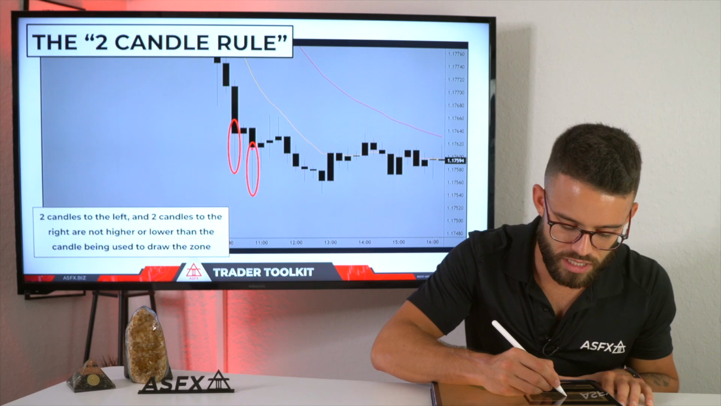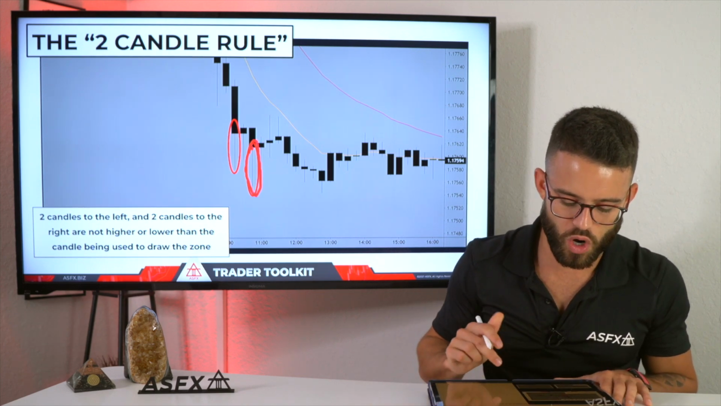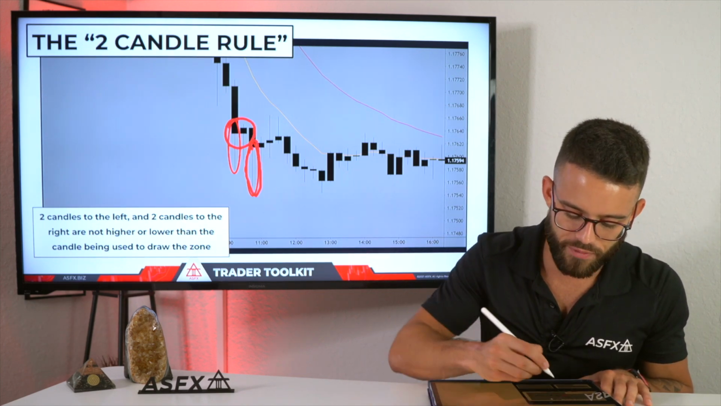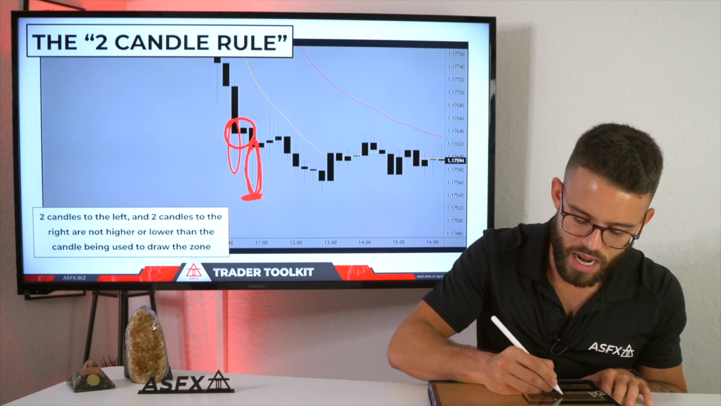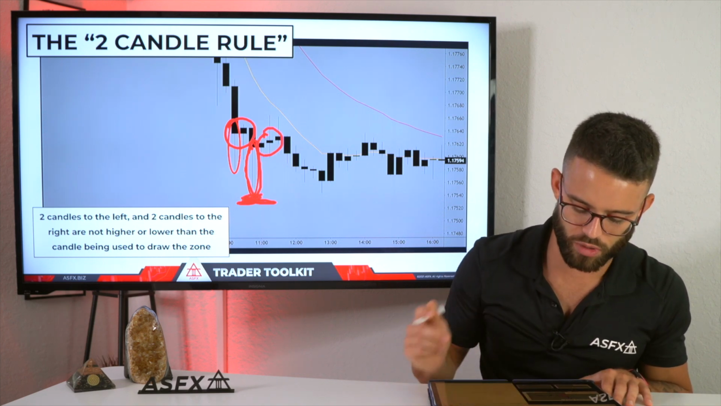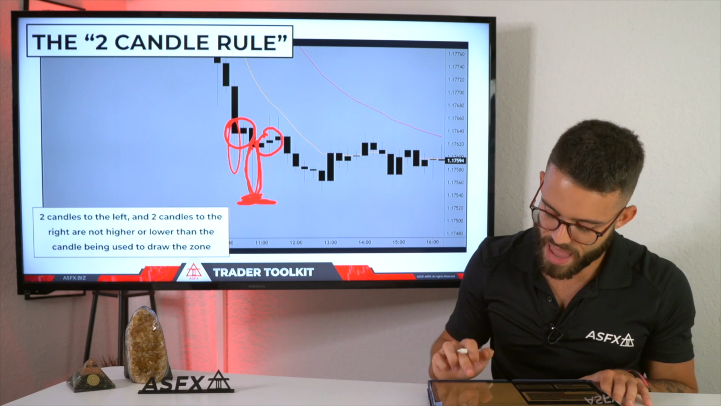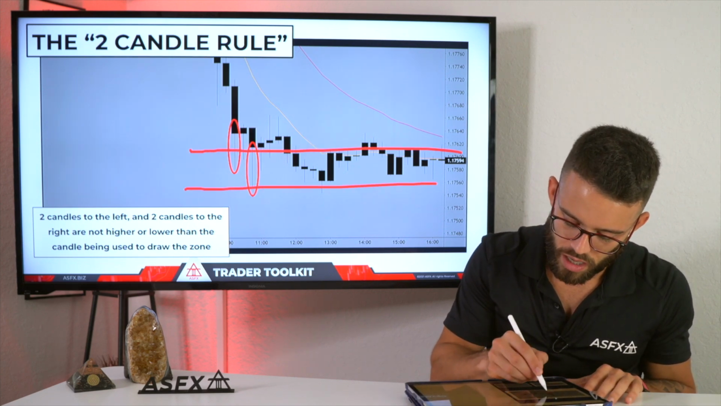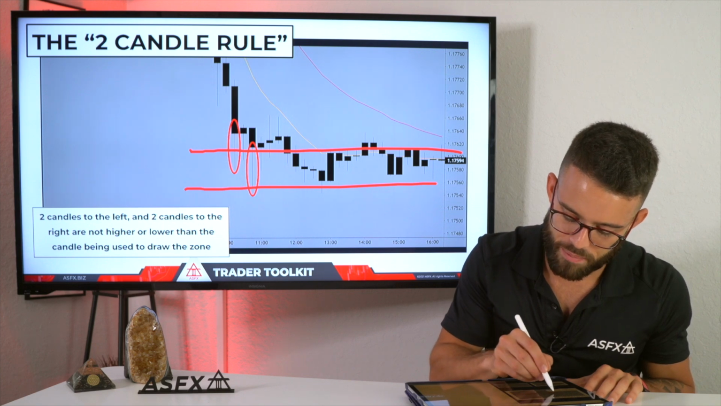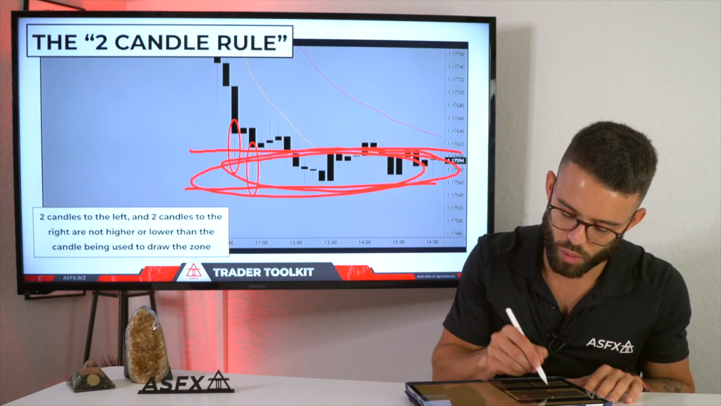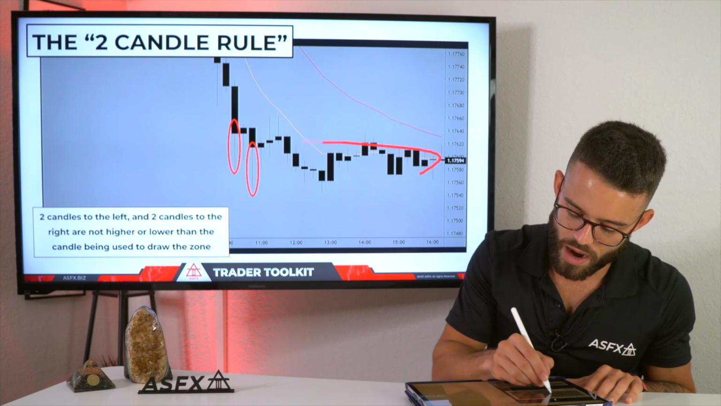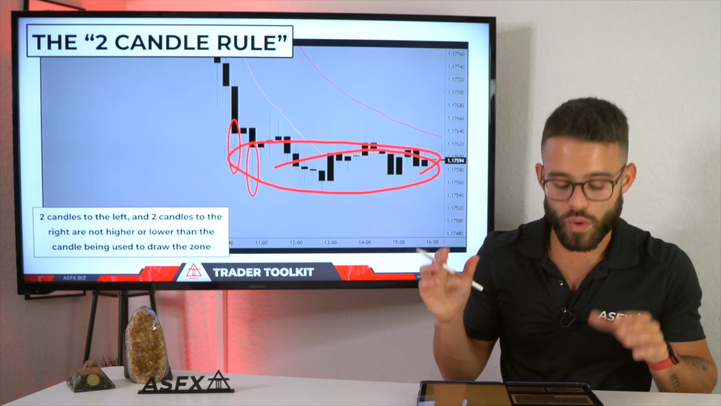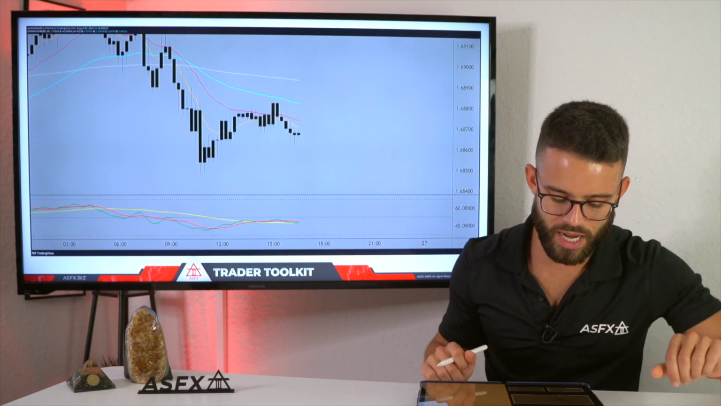Instead, we're going to use this pin right here to draw the zone, because here, the 2 candles to the left do not come lower than the bottom of the pin, and the 2 candles to the right do not come lower than the bottom of the pin. And then what we do is we draw a horizontal box from the top to the bottom of that pin, and that shows us the significant price zone. And notice how price slows down here inside that pin. So it makes sense. I'm going to walk you through a couple of examples here.